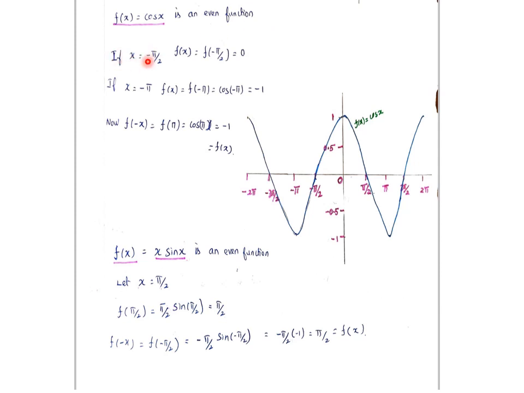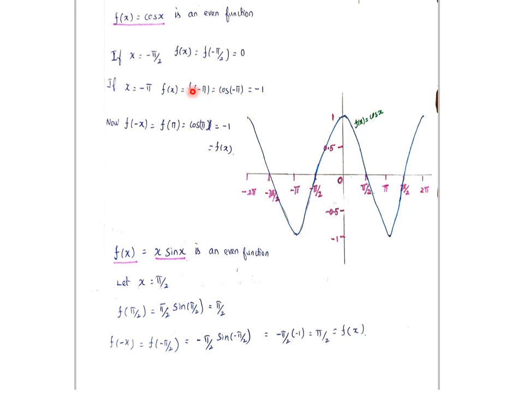Take a particular case, x equal to minus pi by 2. f of x equal to f of minus pi by 2, that is, cos of minus pi by 2. What is the value for cos of minus pi by 2? It is 0.